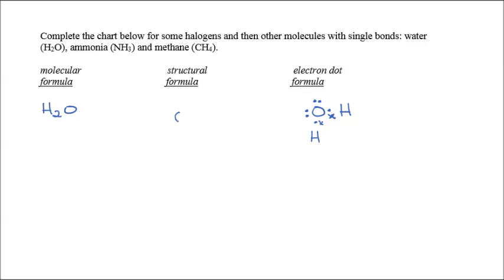In a structural formula, we make things a little easier by making the shared bond a dash. But that dash represents 2 electrons, an electron from each atom. Ammonia. Ammonia is NH3. So nitrogen has 5 valence electrons.